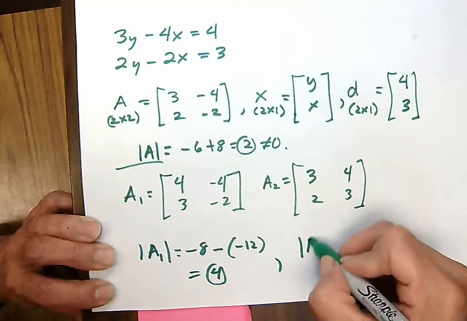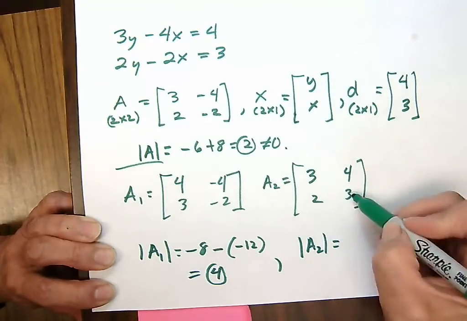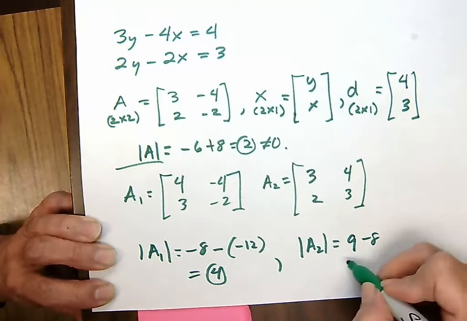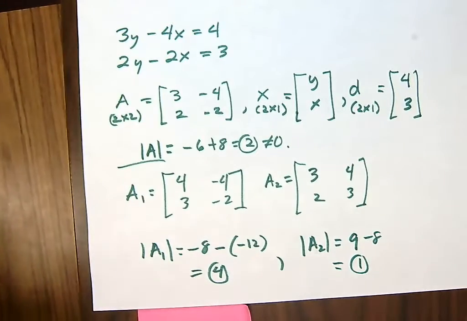What is the determinant of the A2 matrix? Again, it's the difference between the cross products. 3 times 3 is 9, minus 2 times 4 is 8, which is equal to 1. Okay, after that, we can go straight to Cramer's rule.